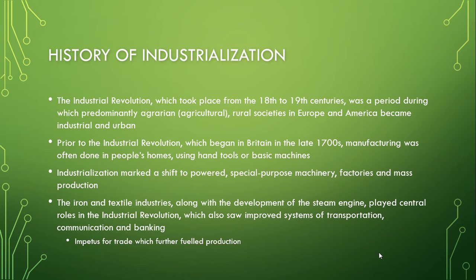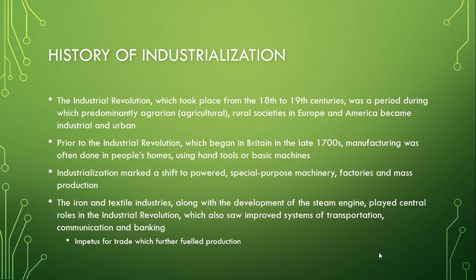So let's look a bit at the history of industrialization. Most of you would be familiar with some of these pointers already, but it's just to reinforce the relevance of these points and the impact on our environment and the land use process. So the Industrial Revolution took place between the 18th and 19th centuries during a period that, prior to that, was predominantly agricultural in rural areas of Europe and America. This is the part of the world where the Industrial Revolution began, and from there it spread to the rest of the world.